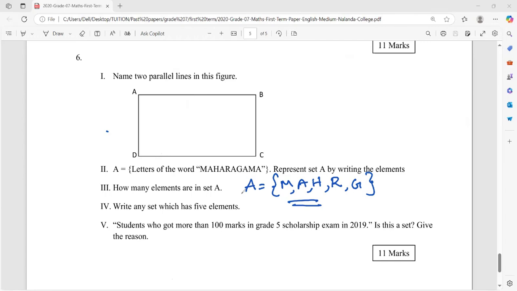So, how many elements are there in set A? The number of elements, you can see 1, 2, 3, 4, 5. There are 5 elements, right? So this is the answer for this third part, right? Okay. In the fourth part, write any set which has 5 elements. Write a set which has 5 elements, right?